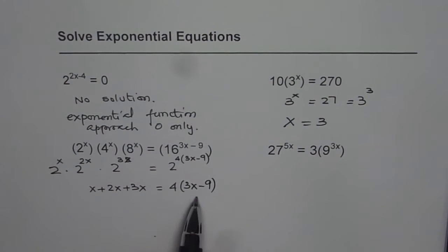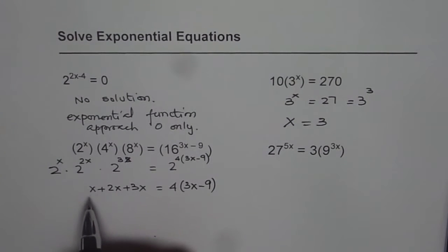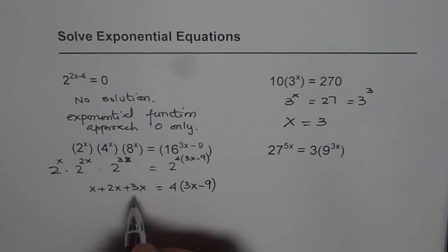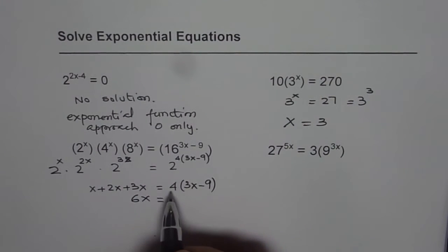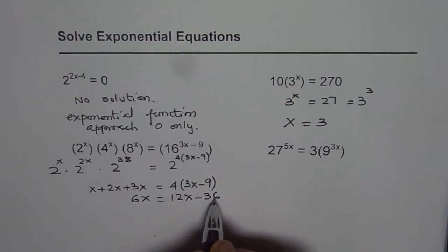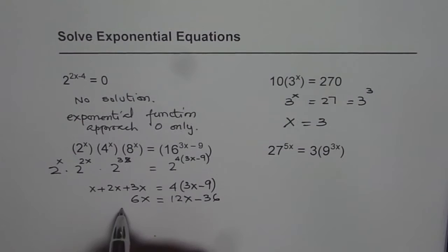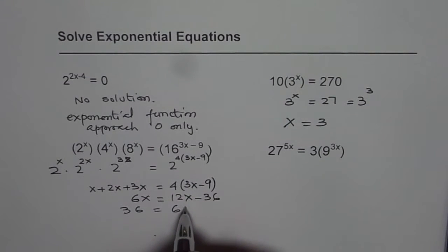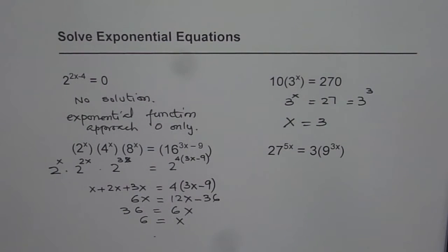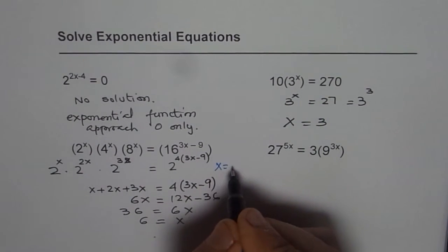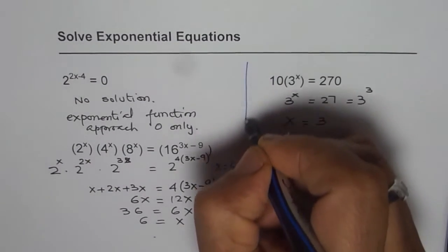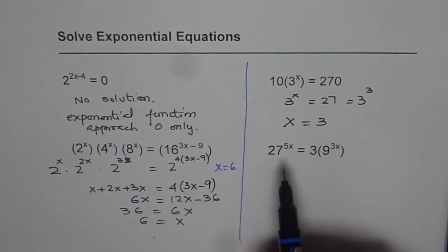Now you have a linear equation in x which can be solved. 1 plus 2 is 3, 3 plus 3 is 6. So we have 6x equals 4 times 3 is 12, 12x minus 36. Now we can bring 36 to the left side, and we have 6x, and therefore x equals 36 divided by 6, which is 6. So we get our answer, which is x equals 6. So for this, the solution is x equals 6. Correct? Okay, let's solve the last one now.